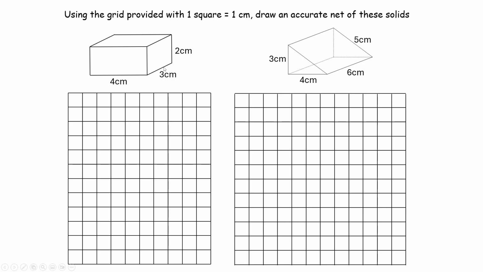Okay, so in this video we're now looking at drawing some nets of some 3D shapes onto grid paper. If you've got some grid paper, it doesn't have to be 1 centimeter per square, but if you have got that, even better. It says using the grid paper provided, draw an accurate net of these solids. So I want to draw this cuboid and this triangular prism onto each of my grid papers.